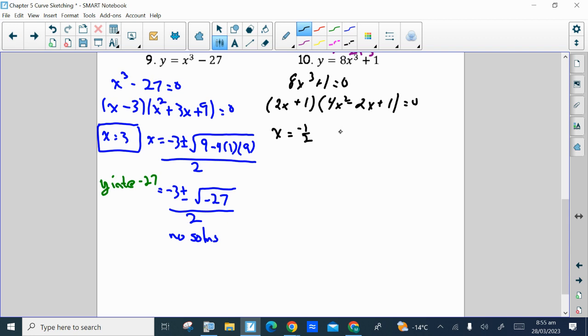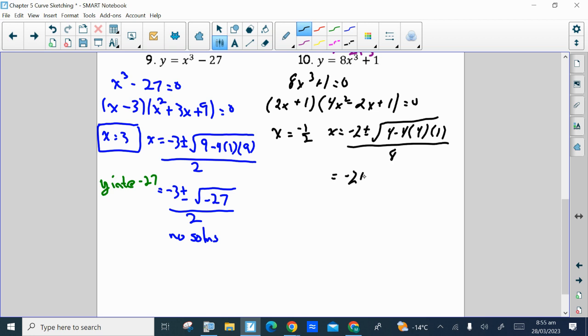To check to see our second one, because it's not factorable, again, we'd use the quadratic formula. Negative b, well, b is negative 2, so negative b will be positive 2, plus and minus the root of b squared, negative 2 all squared is 4, minus 4 times a, which is 4, times c, which is positive 1, all over 2a, which in this case will be 2 times 4, which is 8.